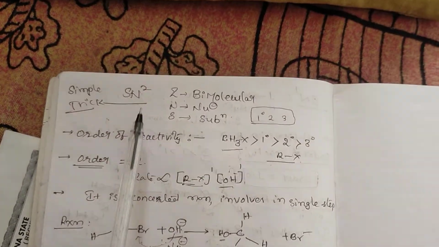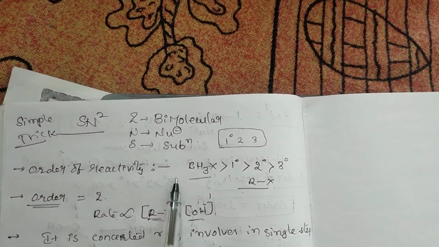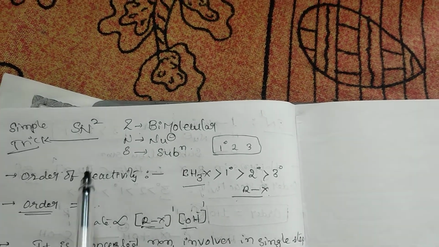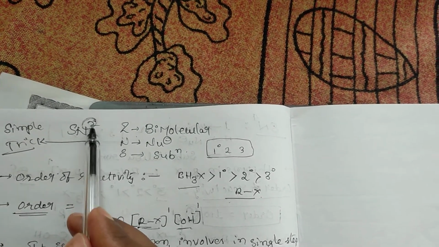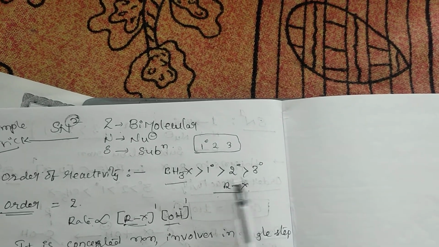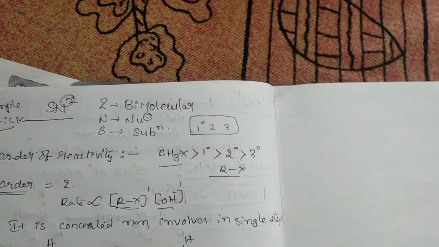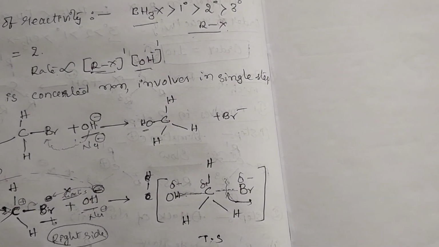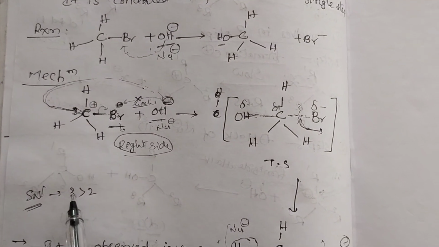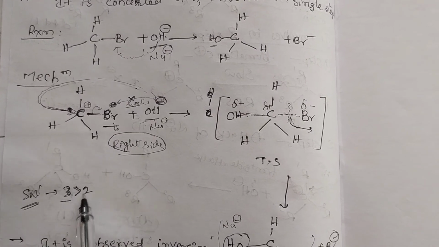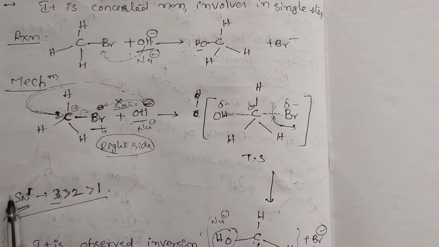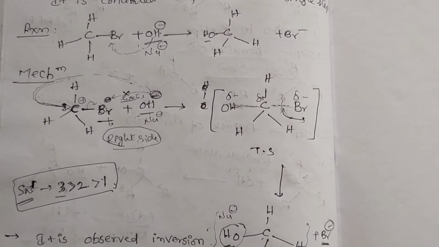In SN2, you should remember the order of reactivity is 1, 2, 3. In SN1 it is the opposite. If it is SN2, then 1, 2, 3, you should remember. If it is SN1, then what is the order? 3, 2, 1, where 1 is the least reactive. Like this you should remember.